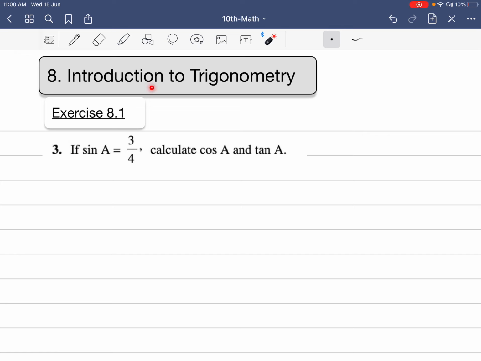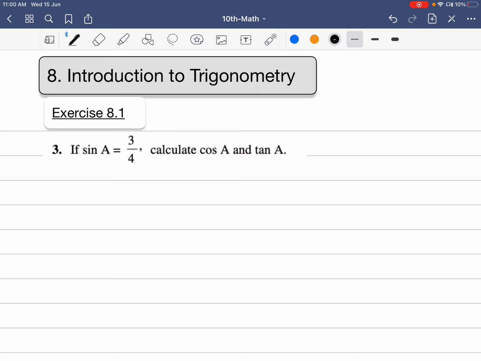So in this video, we are going to continue with our chapter number 8, Introduction to Trigonometry, exercise 8.1. We are going to look into question number 3. Let's read the question. If sine A is equal to 3 by 4, calculate cos A and tan A. So we are given the value of sine A and we have to find the value of cos A and tan A.